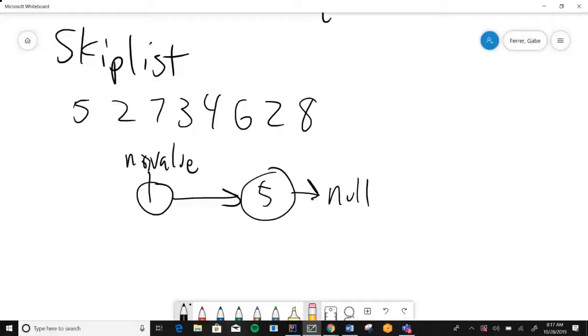So now I want to insert a 2. Well, I begin examining my list. A 2, of course, is greater than this non-value. But it's less than 5. So what I have to do is I create a node for my 2. It's going to point at that next node. And then, and this is all very familiar, right? We've done this quite a bit. I'm going to erase that link. And now that is going to point at my 2.